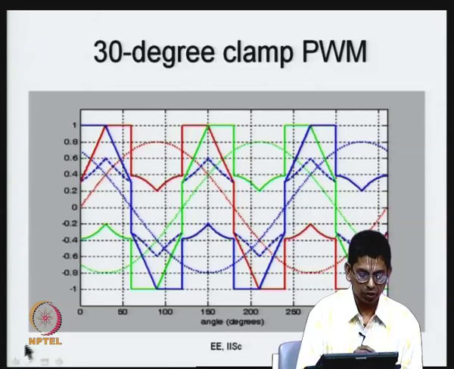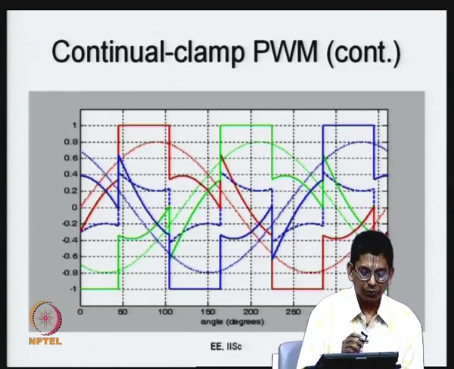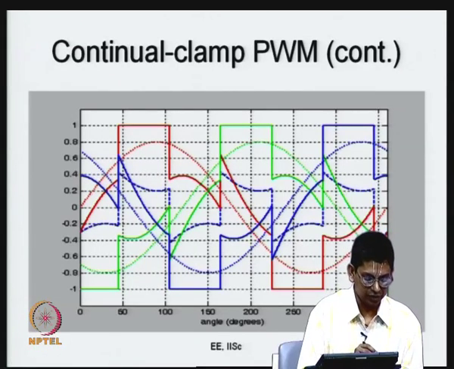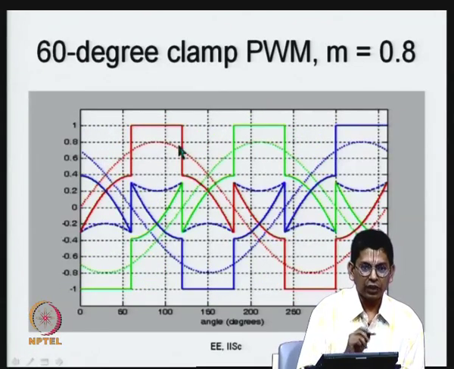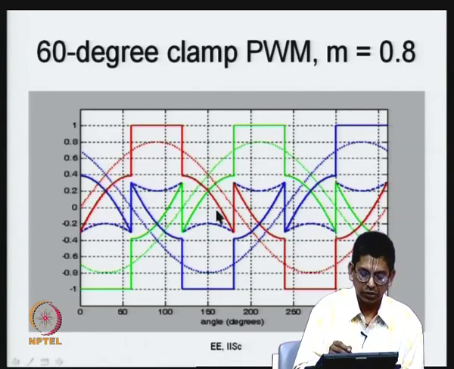Continual clamp is suited for, I am just stating it now, I cannot prove it now, I will prove it when we do the real analysis, when we really work out the switching losses and conduction losses in the inverter. I am saying that continual clamp is advantageous when the power factor is high. I will illustrate it very easily. So, let me take the 60 degree clamp PWM method. When the power factor is high, that is when the power factor is unity, this sine represents the fundamental voltage. If your power factor is unity, your fundamental current will be like this, and the current will have its peak close to the voltage peak now.